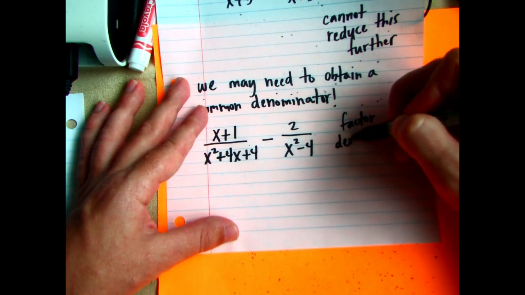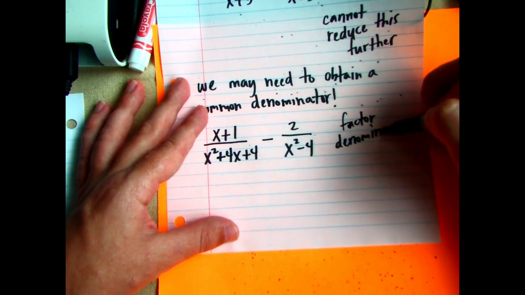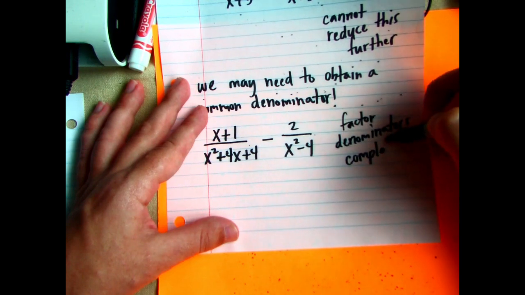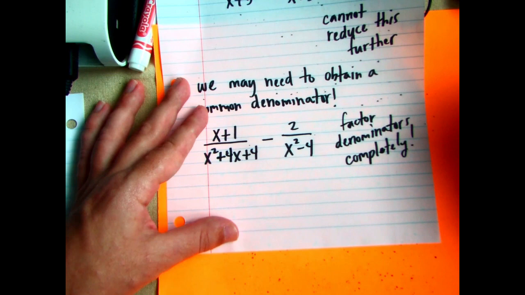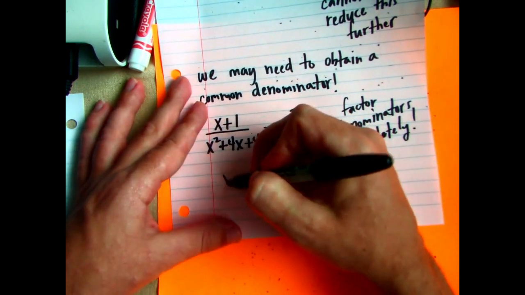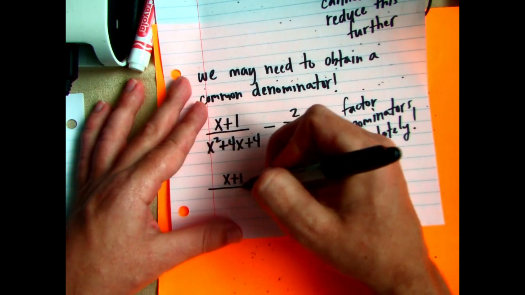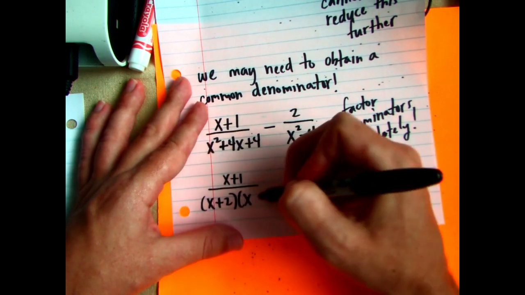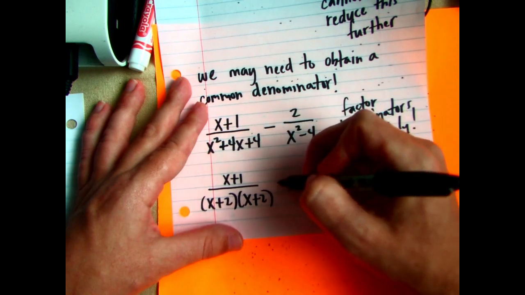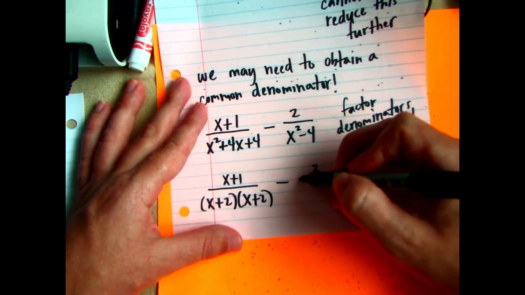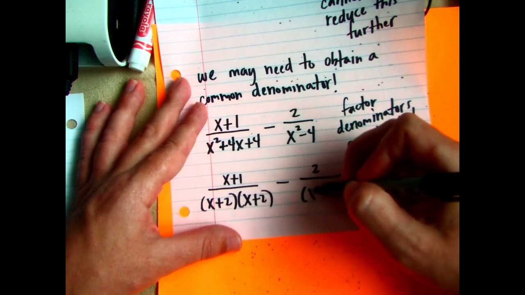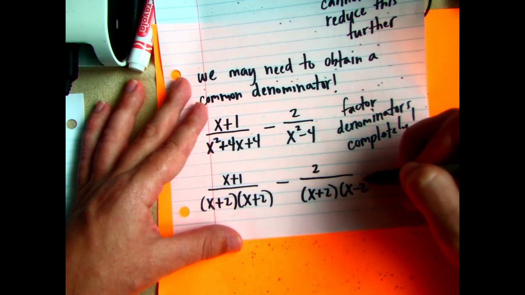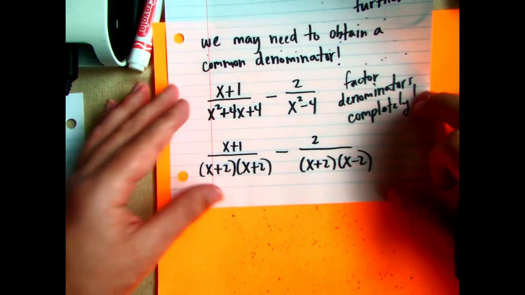To help us identify common denominators, a trick is to factor the denominators completely. So get those denominators factored completely so we can see what one is missing that another denominator might have. The first denominator factors to x plus 2 times x plus 2, and the second denominator factors to x plus 2 times x minus 2.